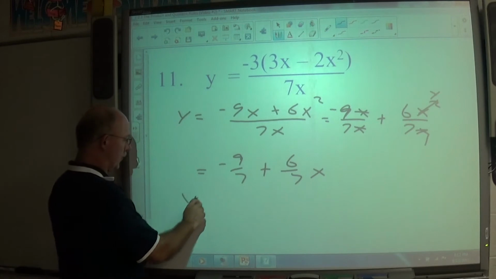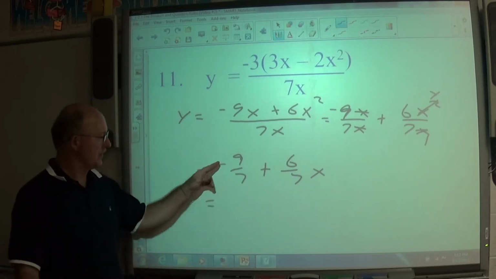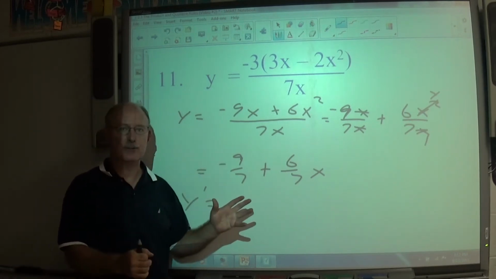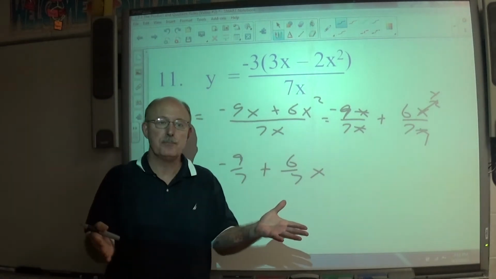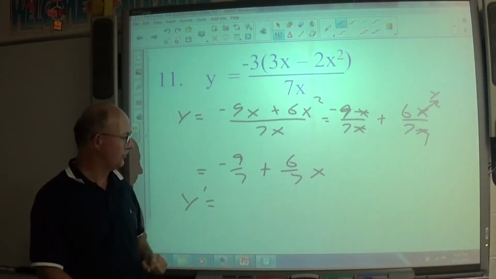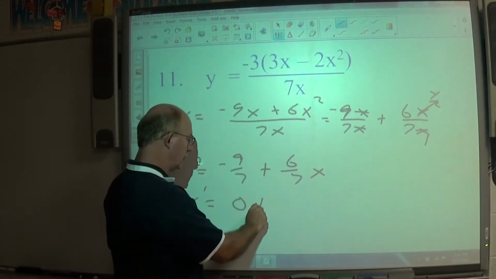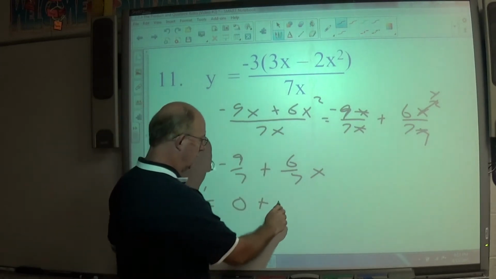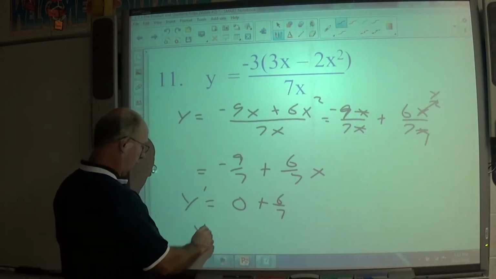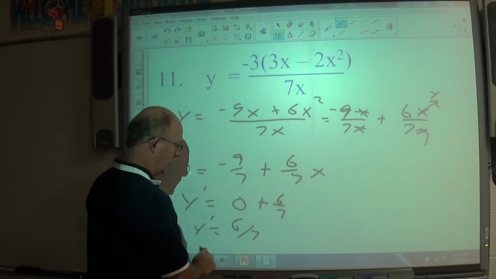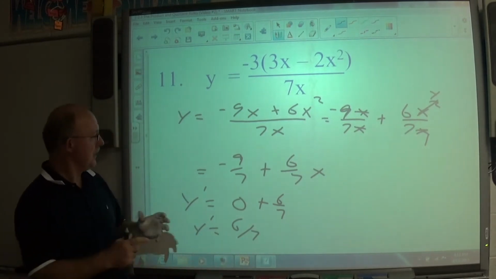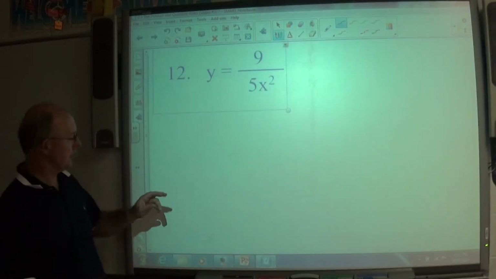As you take the derivative now, y prime should be equal to the derivative of -9/7. Now -9/7 is a constant. The derivative of any constant is 0, so this will be 0 plus the derivative of 6/7 x, which is 6/7. So our derivative, y prime, is 6/7. Let's try another example. Let's look at this one here.